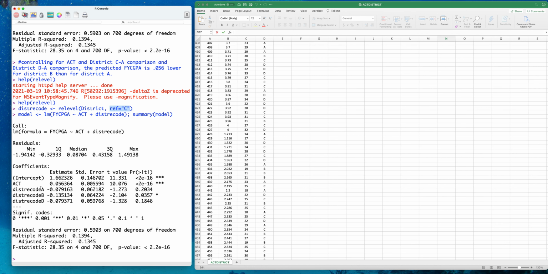all of our comparisons to C. So this would be an A to C comparison. This is a B to C comparison. Of course, this is a D to C comparison. Interestingly, District C must be a high-performing district because all of these estimates are negative, indicating that, controlling for the ACT, the predicted first-year college GPA would be lower for A, lower for B, and lower for D.